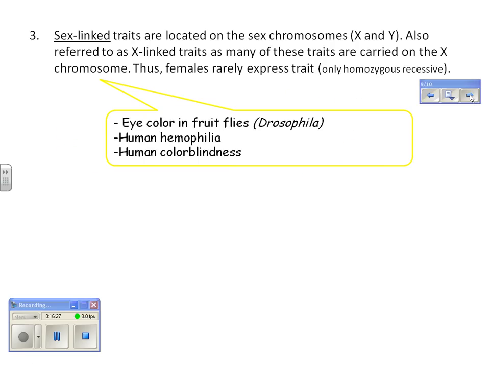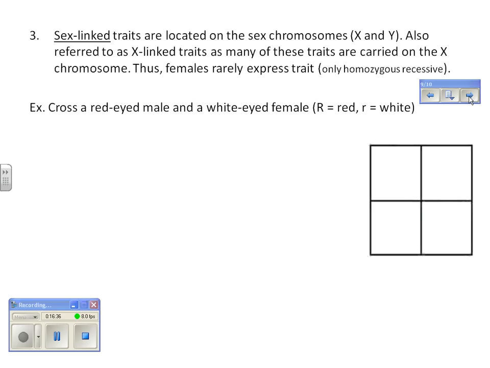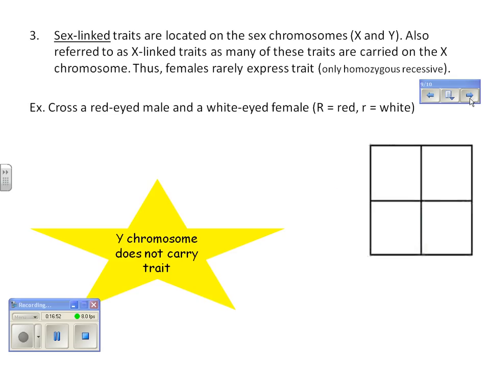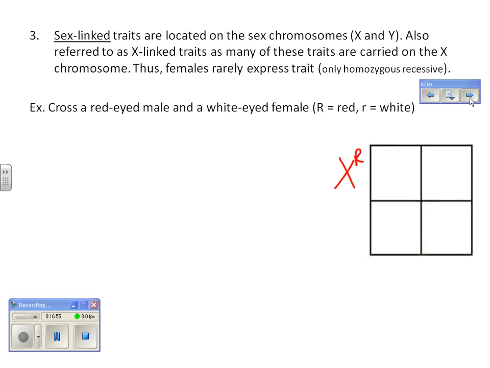So if we move on, we will see that we have common examples: eye color in fruit flies, human hemophilia, and human color blindness. So if we crossed a red-eyed male with a white-eyed female, of course this is for Drosophila, we would have to have a male with red eyes, and again, it's only carried on the X, right? Our Y chromosome does not carry that trait, so our X will carry it, our Y will not. And we have a white-eyed female, and again, if a female expresses that recessive trait, she must be homozygous recessive.